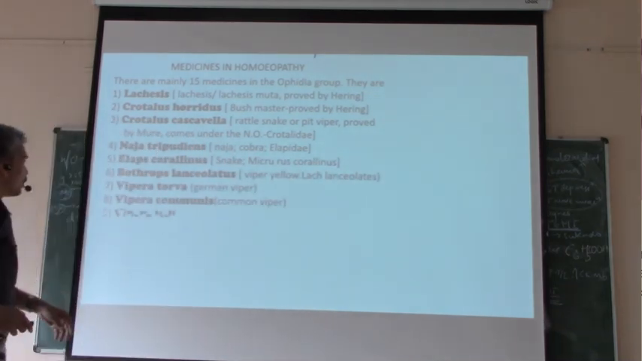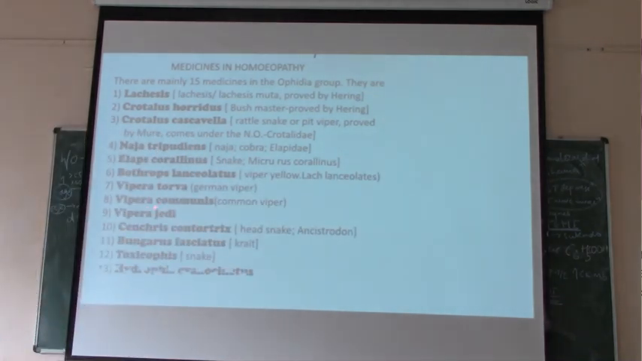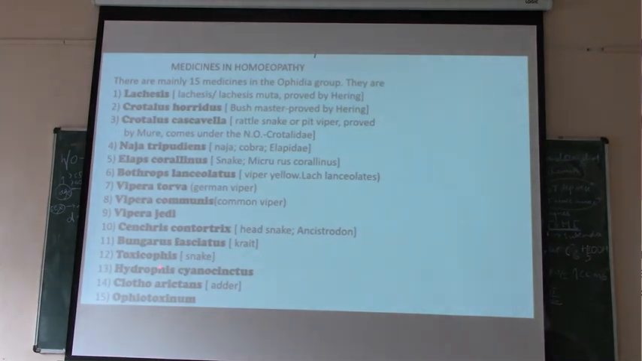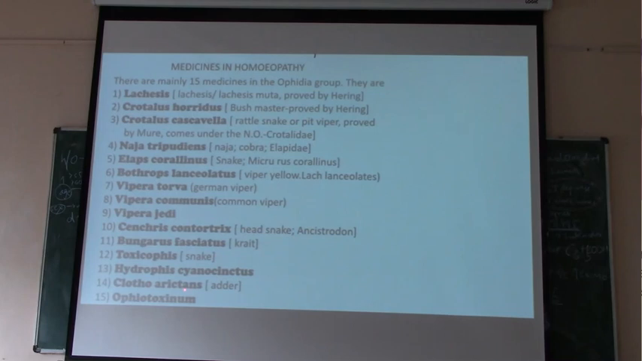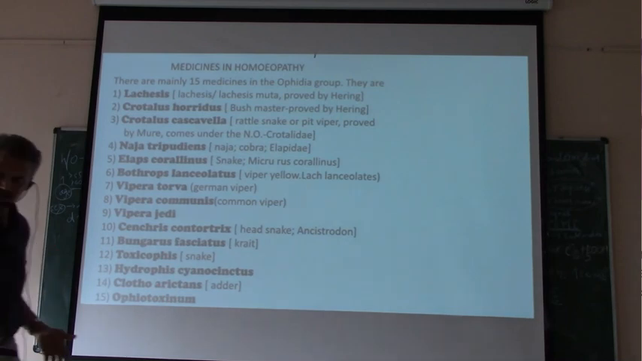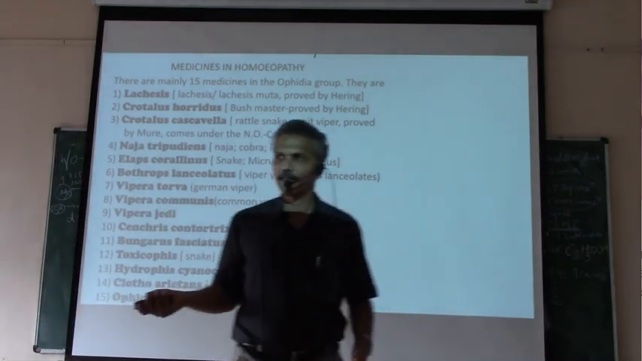Okay. Now, under Vipera, you have 3 varieties. That's why they missed 2 more. So it will become 12. And Toxicophis, I have never used this. And even this Clotho arietans and Ophiotoxinum. These rare snakes, at least I have not used it in my practice.